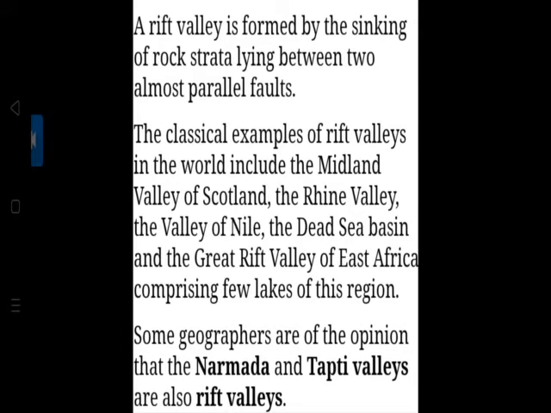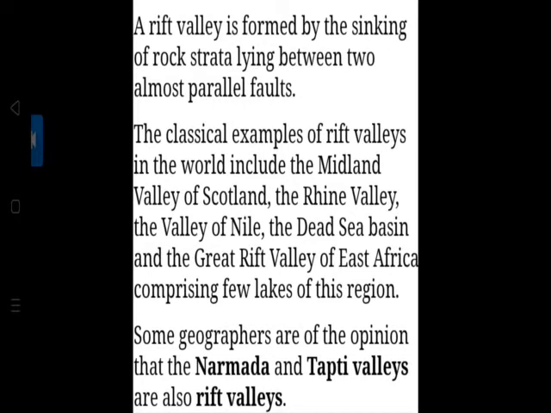I'm just reading out to you. We will do it later more in detail. A rift valley is formed by sinking of rock strata lying between two almost parallel faults. So between two fault lines or fault planes, the sinking rock strata is called a rift valley. That's what they mean to say.